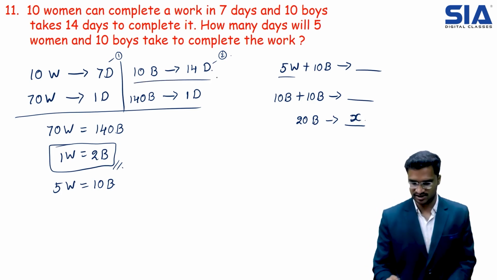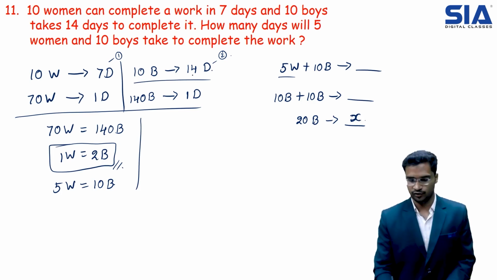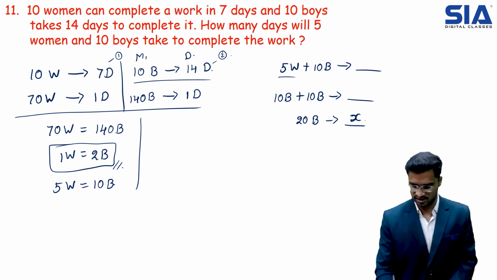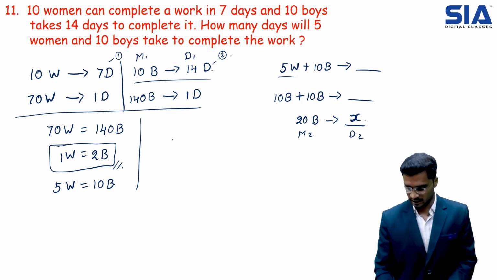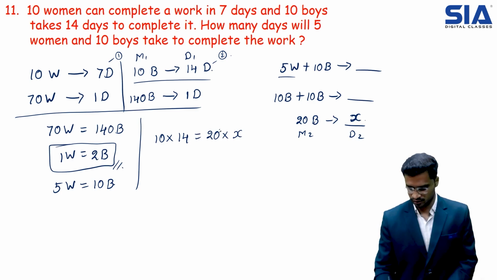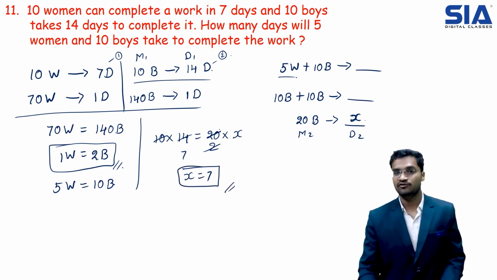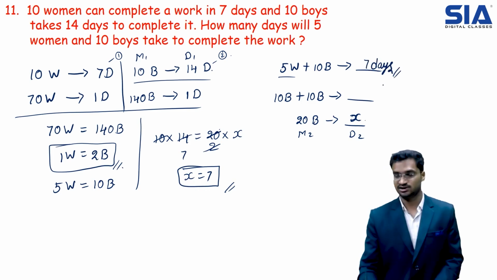So let us take the boys example, which is equation 2 here. We know that 10 boys will complete in 14 days. This is m1, this is d1, this is m2, and this is d2. Now applying the m1 d1 m2 d2 formula here. So m1 is 10, d1 is 14, m2 is 20, d2 is x. So 10 2s are 20, 2 7s are 14. So the value of x is here what? 7. So 5 women plus 10 boys will complete this particular work in 7 days. So our answer is 7 days.